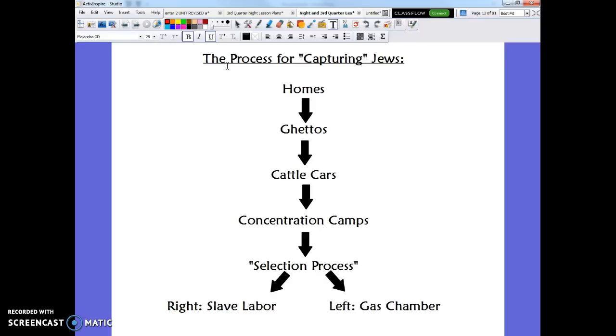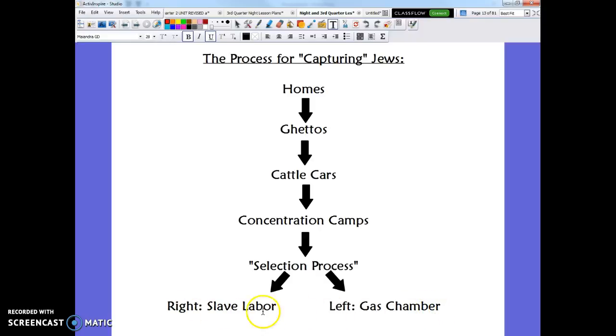Selection process was the determination between who would live and who would die, and most people had no idea they were undergoing selection. So to the right was slave labor, and to the left was the gas chamber. Most people who went to the right for slave labor were men who could actually work. And then most people who went to the left were women and children. Babies had no chance of surviving or living.